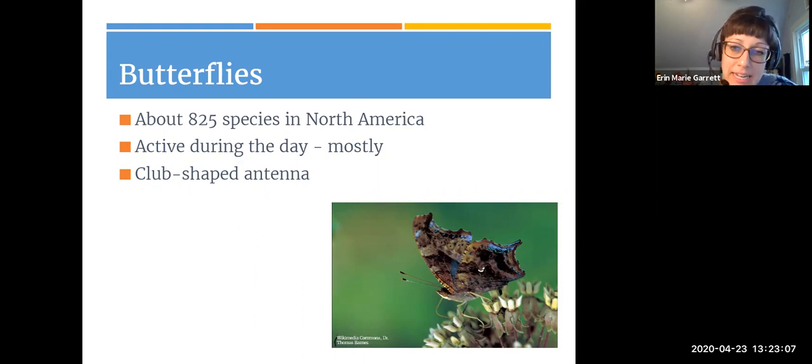This butterfly here is one of my favorite types. He is a question mark butterfly. If you're not familiar with him, you can see hopefully a white marking on his hind wing there that looks like a sideways question mark. We also have one that looks similar that's called a comma. So that's a fun fact on those butterflies.